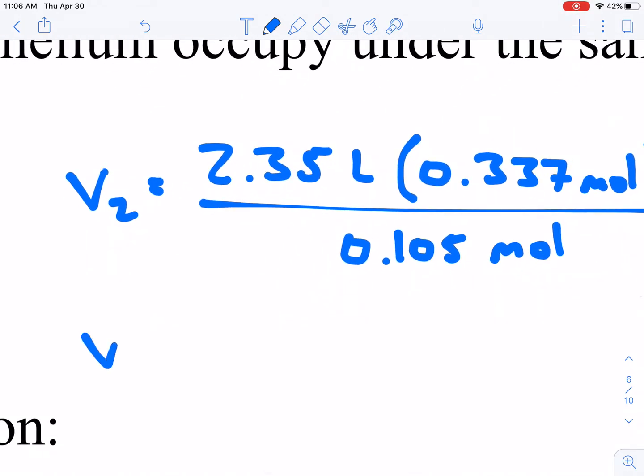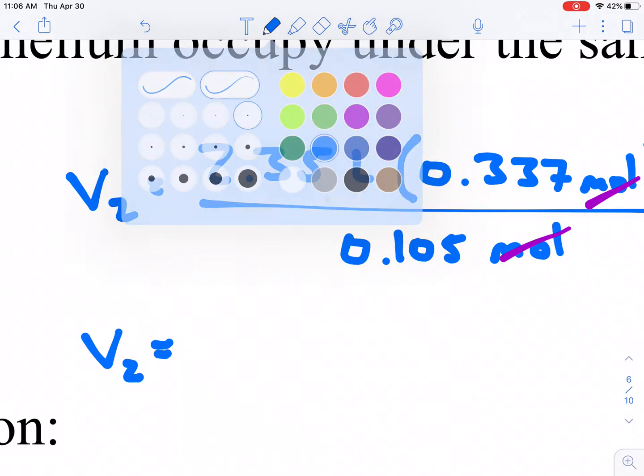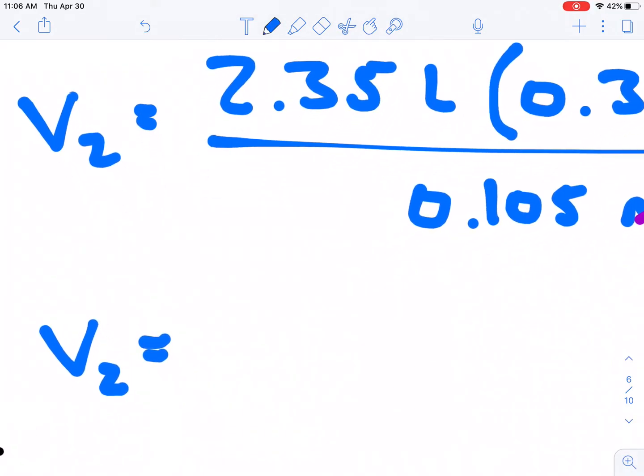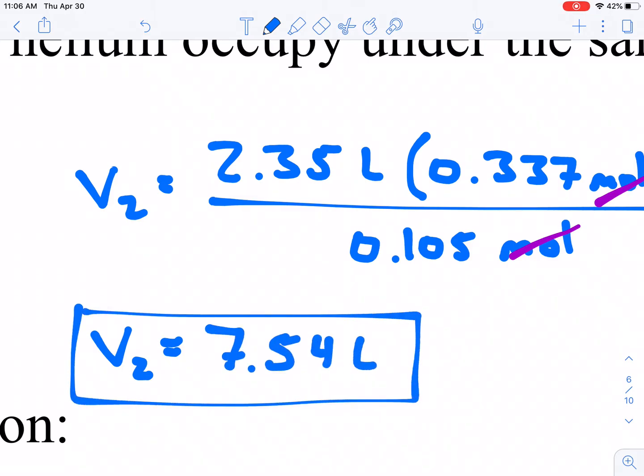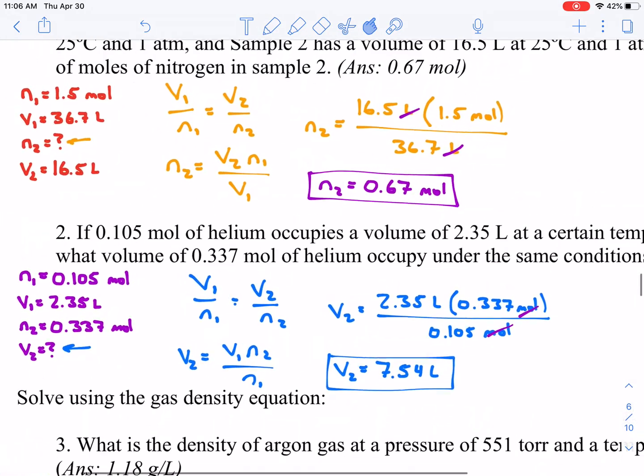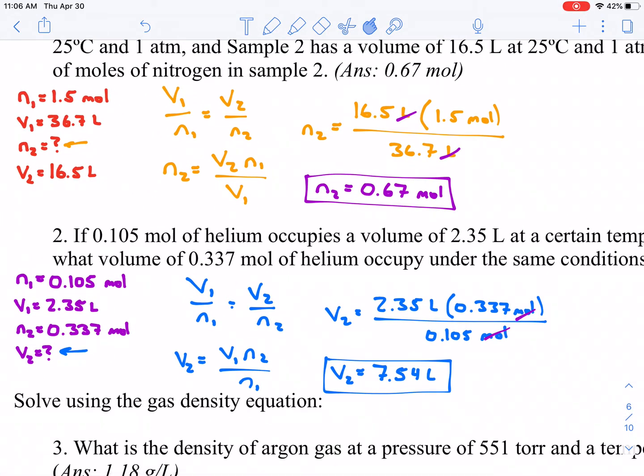So that will allow us to say that our final volume, if you cancel everything out in terms of moles, and you look at your sig figs, every one of those numbers has 3 sig figs. Our final volume, therefore, is 7.54 liters. So Avogadro's law, very much in the same vein as the other laws we've done. We just wanted to split it up for sake of clarity.